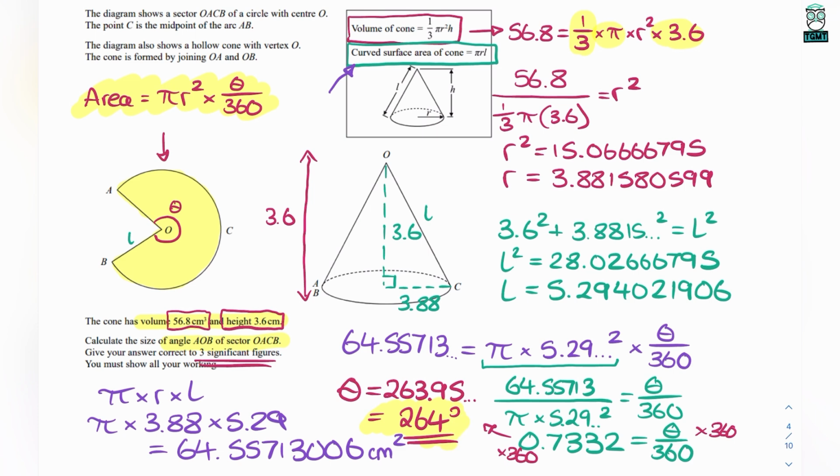So thinking about the topics that we've had to do there, we've had to do reversing the formula for the volume of a cone to find the radius. We then had to use Pythagoras' theorem to get the length on the outside of the cone. That allowed us to get the area of the sector by doing the curved surface area of the cone. We then plugged that into the area of a sector formula, reversed that, and found the angle.